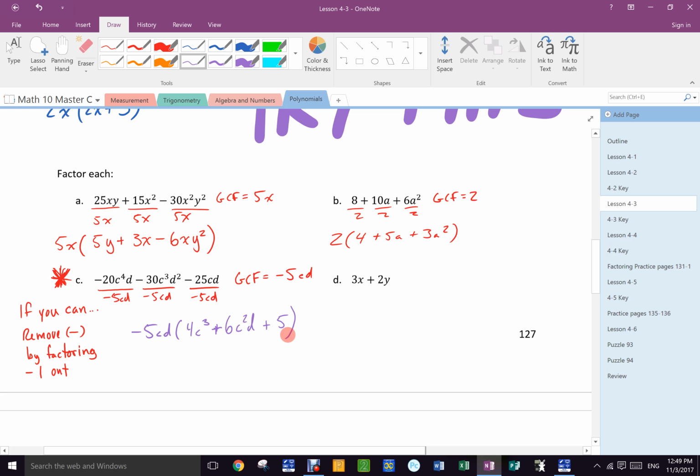Everybody cool? And then the last thing I want to show you is this. What's the GCF of 3 and 2? There isn't one. It's 1. Are any of the letters the same? No. So this one doesn't factor. Don't try to make something factor that doesn't.